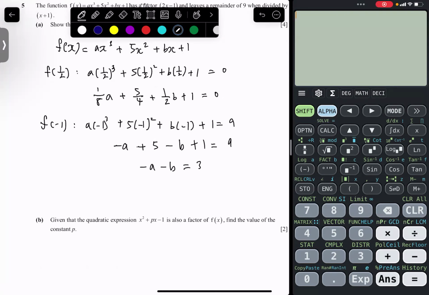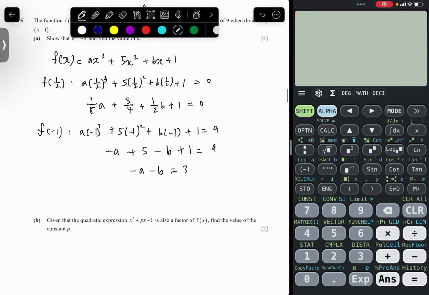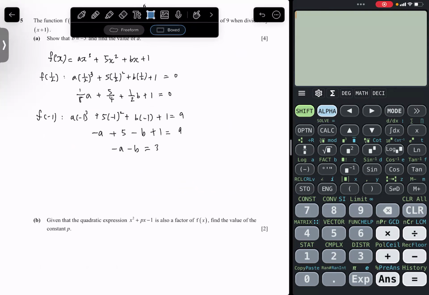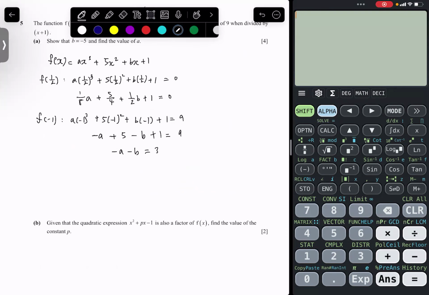Now here, let me shrink this down a little bit. So we'll have, multiply by 8, so I'll have a plus 4 plus 10 plus 8 equals to -18. Negative a minus b equals to 3. Simultaneous equation, right? Just sum them up. I will get 3b equals to -15, b equals to -5.